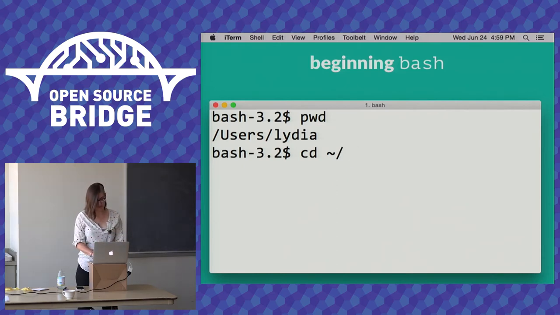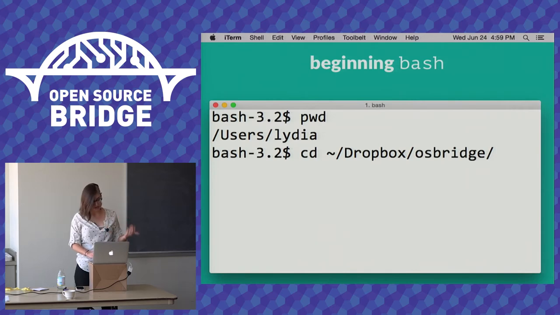I'm going to change into the folder that I've been using to develop this talk. So I can go into Dropbox, OS Bridge. The nice thing is that Bash is smart enough to autocomplete things for you as you type and then hit tab. If you are starting a valid folder name and hit tab, it will autocomplete it for you and save you a few keystrokes. Also, the tilde character is short for your home directory.